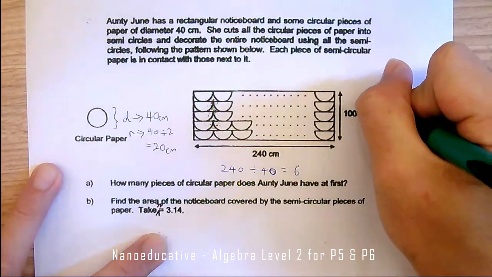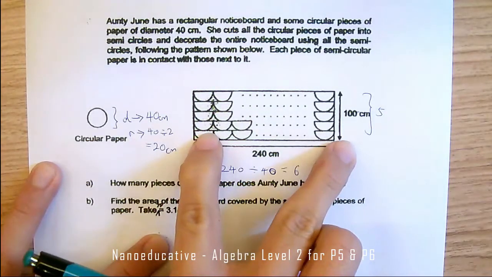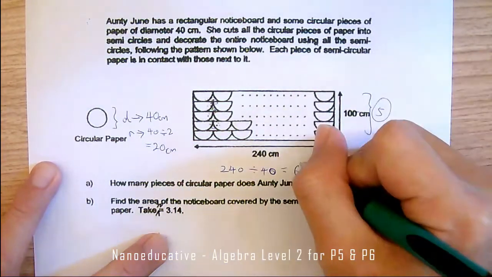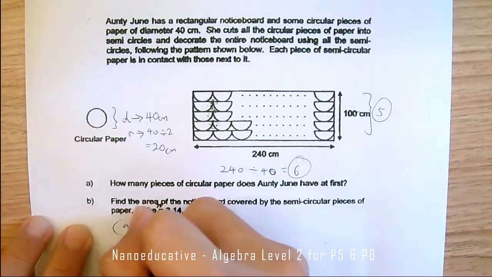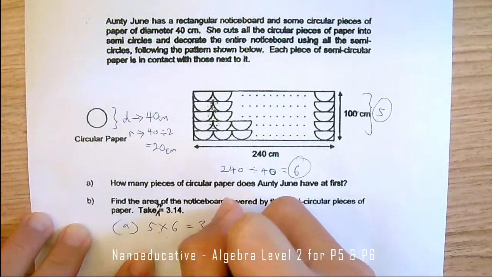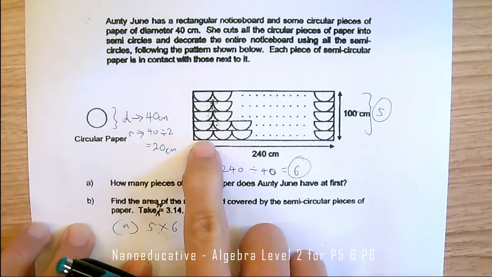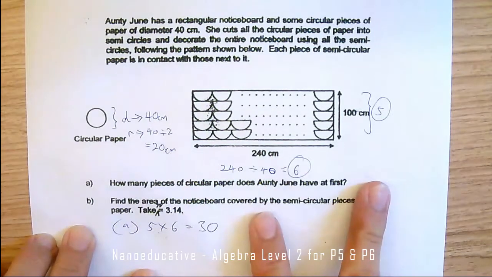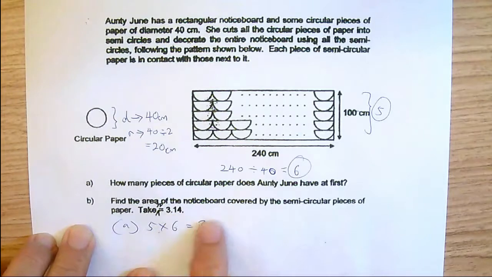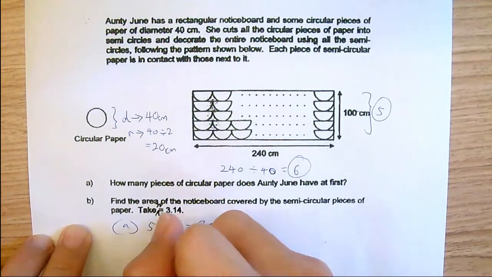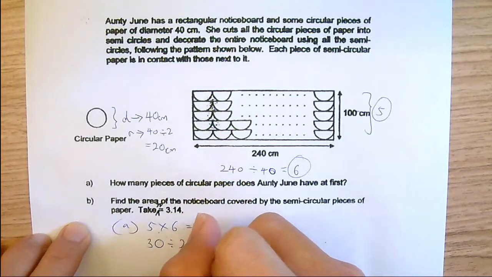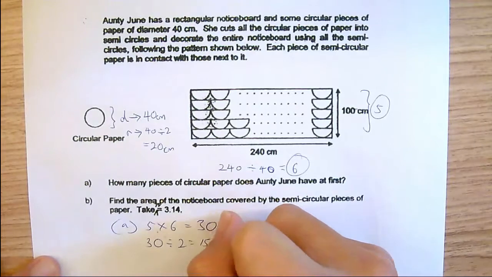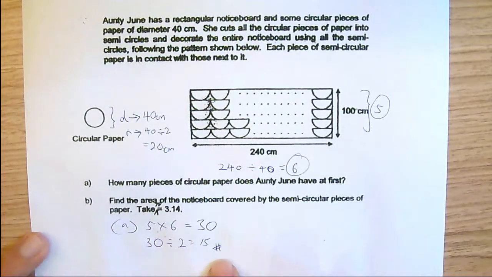So if I have 5 over here and then I have 6 over here, we can find out how many pieces of semicircular paper she needs, because we merely have to take 5 multiplied by 6. So for part A, you take 5 multiplied by 6, that will give us 30, and there will be 30 semicircular paper. But the question is asking for how many circular paper. Each circular paper requires 2 semicircular paper. So if I have 30 semicircular paper, I just take 30 divided by 2 to get 15. And that means it will be 15 circular paper. All these are just logic, it's nothing too difficult. Now let's move on to the next part.